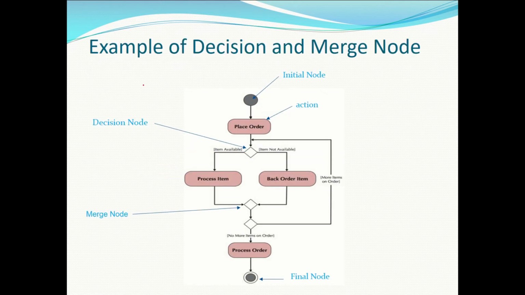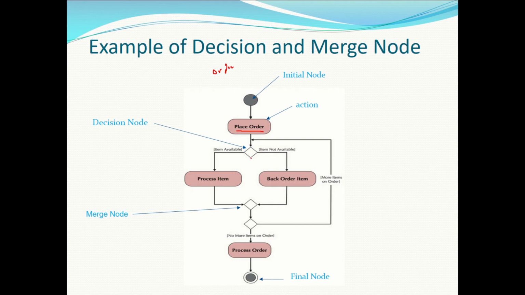This is an example of the merge node. For example, this is the start node, you can see that. This is for making an order. So he placed an order. This is a verb, an operation or action. Now this order will go to a decision.